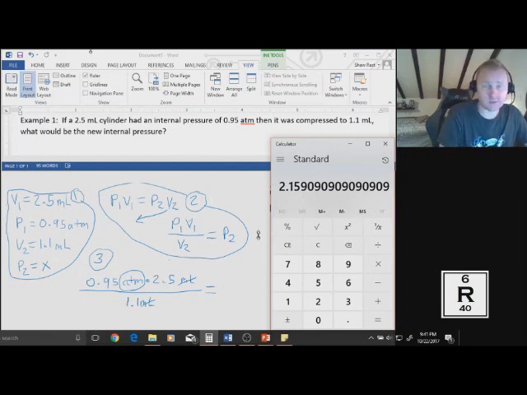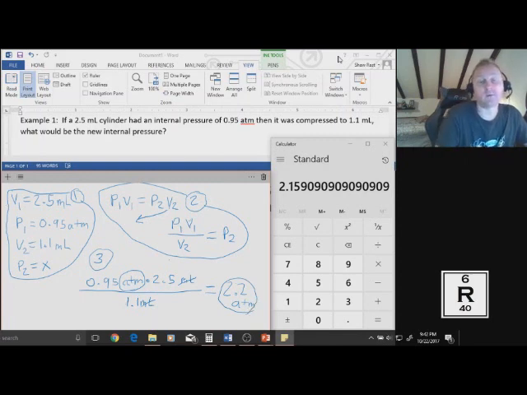The question has two significant figures, right? Two significant figures here, two here, and two here. So our answer is going to be with two significant figures. Rounding this off to two would be 2.1, and the 5 would round the 1 up, so we would have 2.2 atmospheres. That would be our answer.